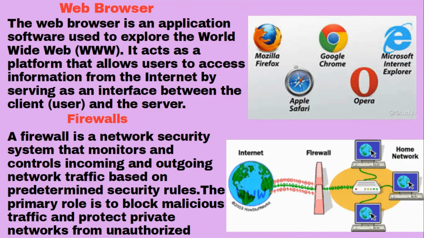Whereas a firewall is a network security system that monitors and controls incoming and outgoing network traffic based on predetermined security rules. The primary role is to block malicious traffic and protect a private network from unauthorized access. It is like a wall which will protect your system from frauds or unwanted things which should not come to your computer. So that part you have to understand.